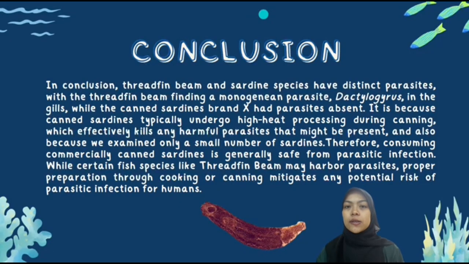In conclusion, threadfin bream and sardine species have distinct parasite profiles, with the threadfin bream having a monogenean parasite, Dactylogyrus, in the gills, while the sardine had parasites absent. It is because canned sardine typically undergoes high heat processing during canning, which effectively kills any harmful parasite that might be present, and also because we examined only a small number of sardine. Therefore, consuming commercially canned sardine is generally safe from parasite infections.